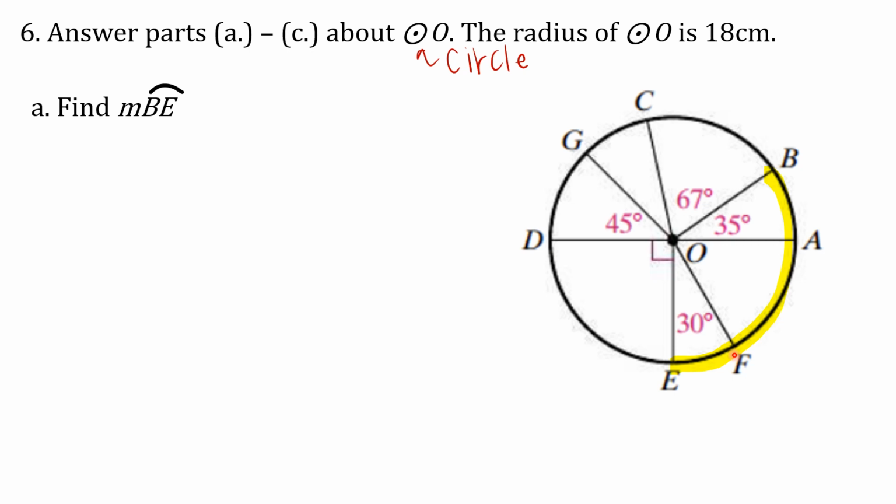Right now we are going to add up the angles in there. So we've got 35 degrees, we're missing this, and 30 degrees. All right, so that's a problem. We're missing a big chunk. We don't know how big this is.